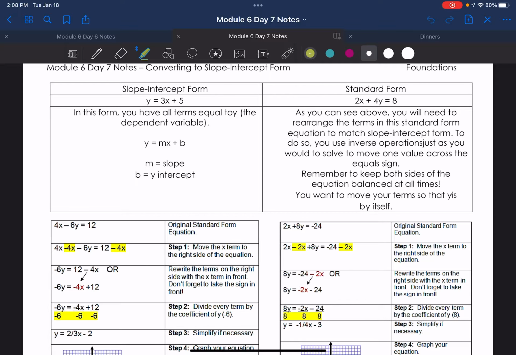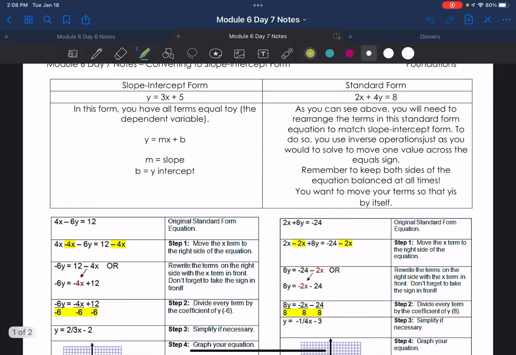In this form, you have all the terms equal to y. That says 2y, sorry, so it should say 2y. Okay, so we have y equals mx plus b, and we already know that the m right here represents our slope, and our b represents our y-intercept.